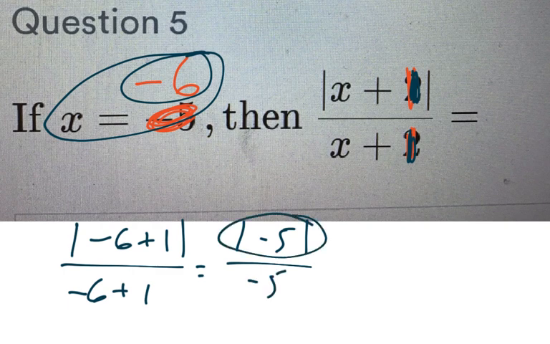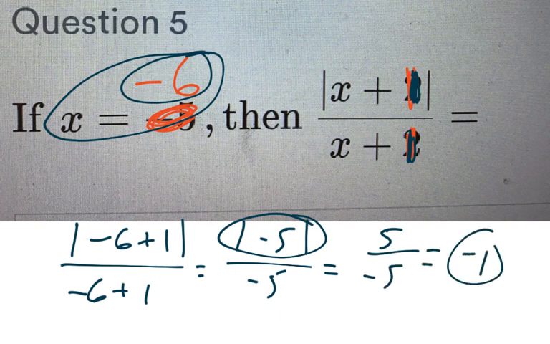Now, what is the absolute value of negative 5? An absolute value always makes any number positive. So I have 5 over negative 5, which is negative 1. So again, on this one, all you had to do was plug in the number and just do the math. And just remember, an absolute value will always give you a positive answer.